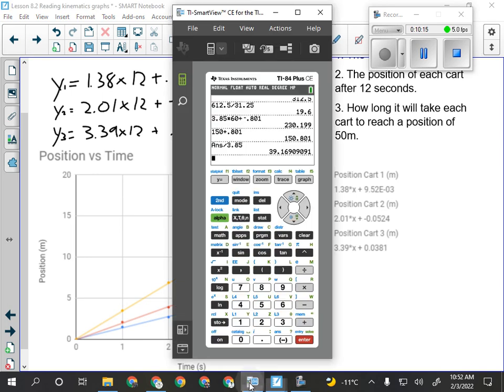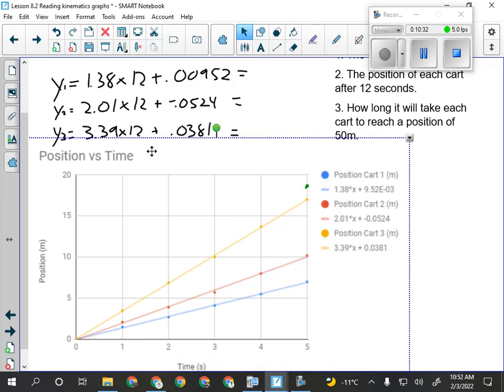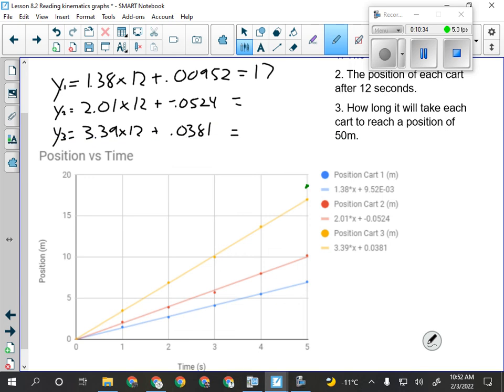And so for our first one here, 1.38 times 12 plus 0.00952, and it gives us 16.6 meters. Actually, we'd only have 2 significant figures there, so it would be 17 meters. And probably it would be positive. We weren't given a negative on here.